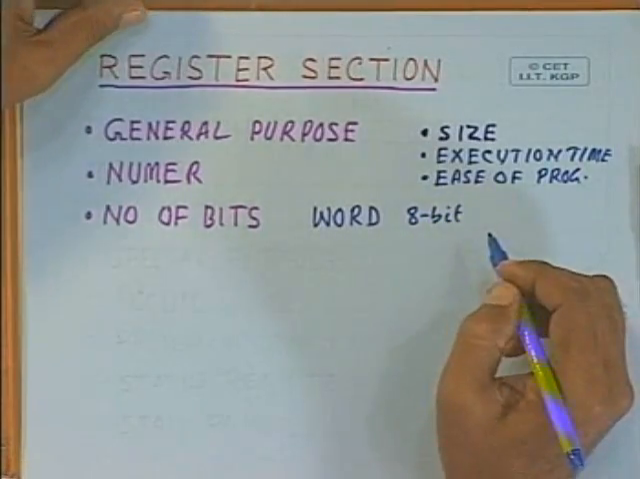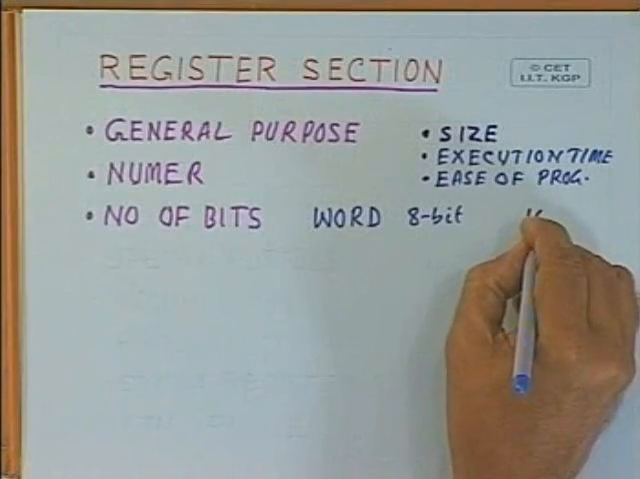But usually you have to store the address also inside these registers, and you will find that most of the 8-bit microprocessors are provided with 16-bit address. So you have to devise some mechanism by which you can store that 8-bit data as well as 16-bit address using the same registers. And later on we shall discuss the concept of register pair, by which the same set of registers can be used to store addresses as well, which are 16-bit.